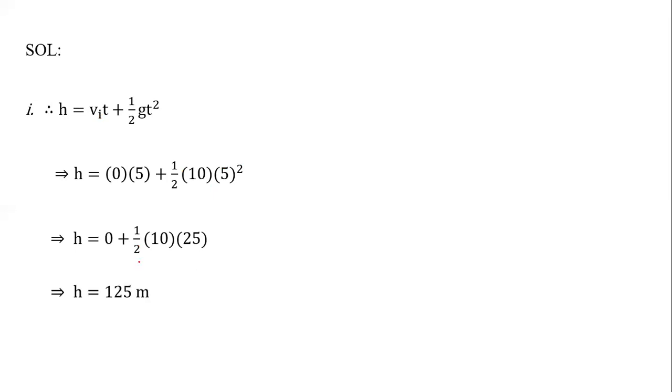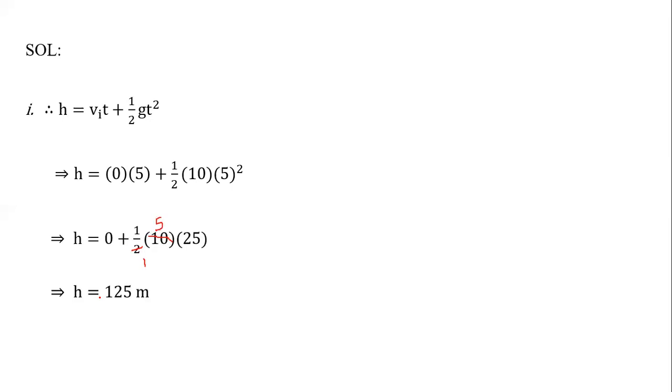This is very simple maths. You can cancel: the 2 ones are 2, and 2 fives are 10. Then multiply this 5 by 25, so it becomes 125 meters. So the height of the tower is 125 meters.